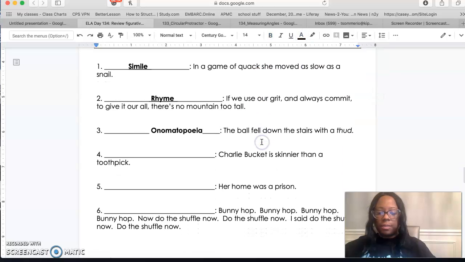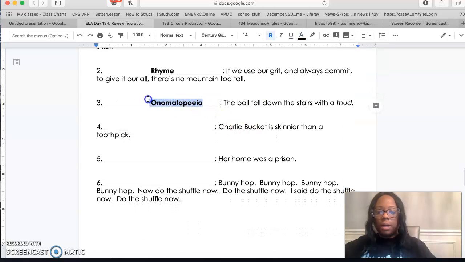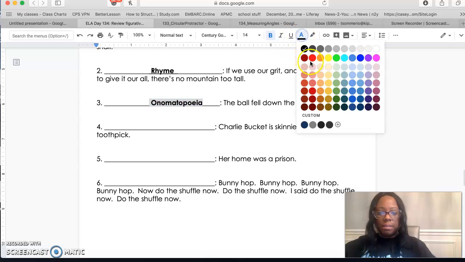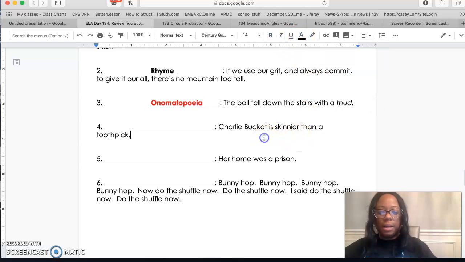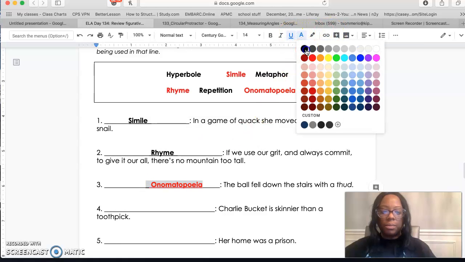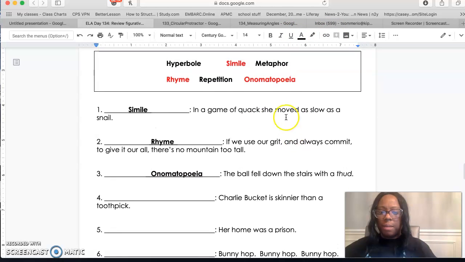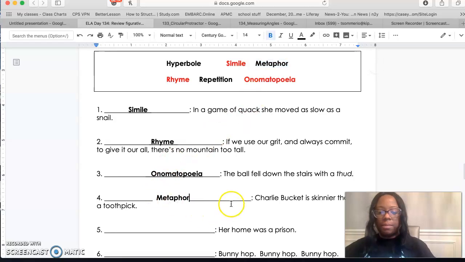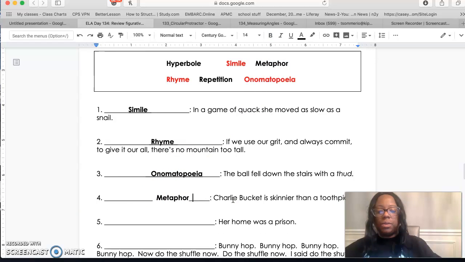Next, number 4. Our sentence says, Charlie Bucket is skinnier than a toothpick. We're comparing Charlie to a toothpick. So, what would that be? You're right. It is a metaphor. Make sure you highlight metaphor as being used at the top in our word bank.